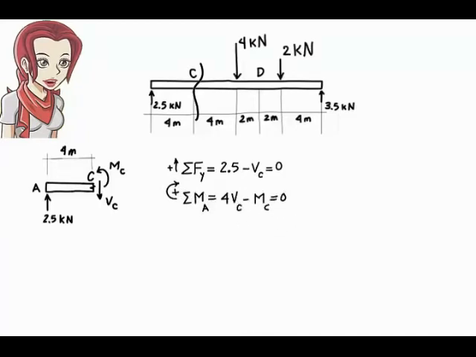From the first equation we get Vc equals 2.5. From the second equation we get Mc equals 10. Here are the results shown on the beam.